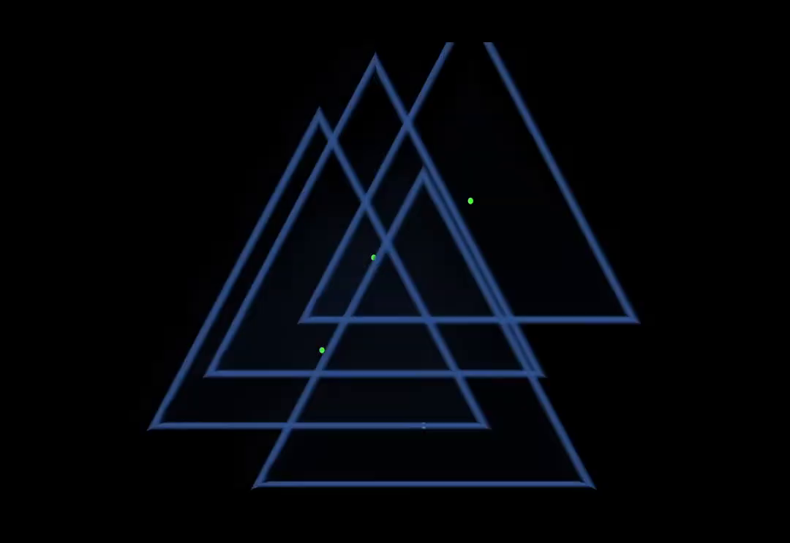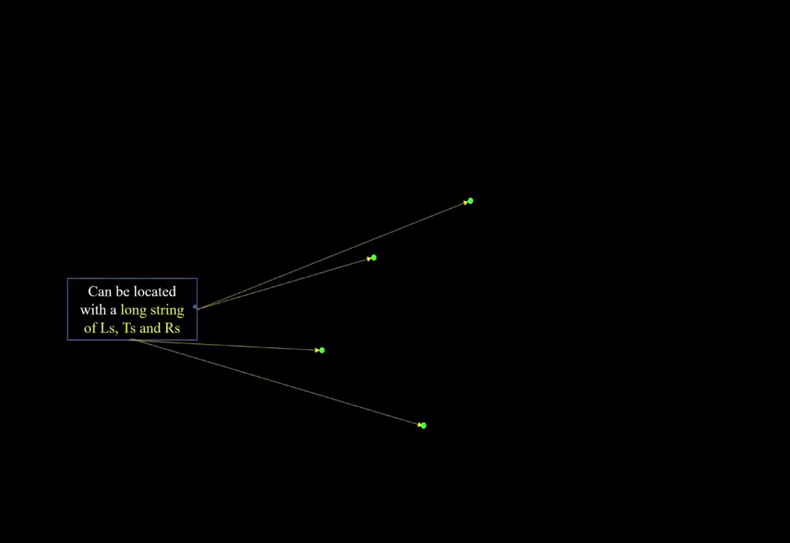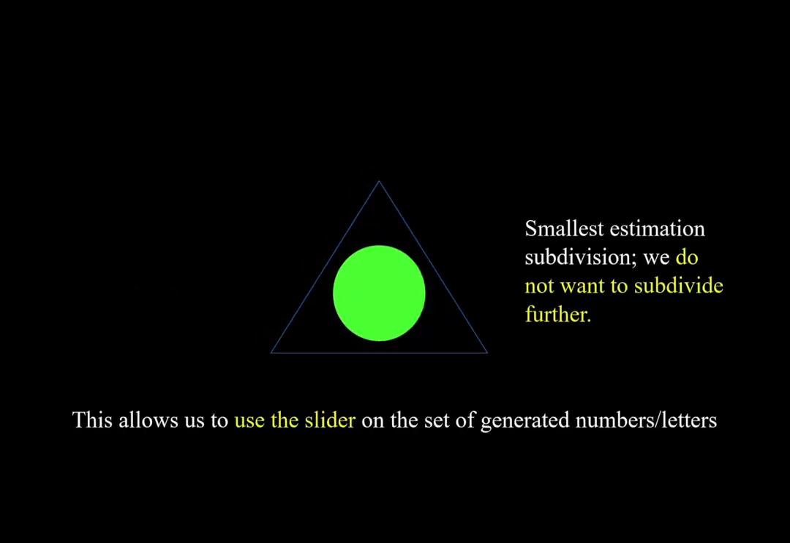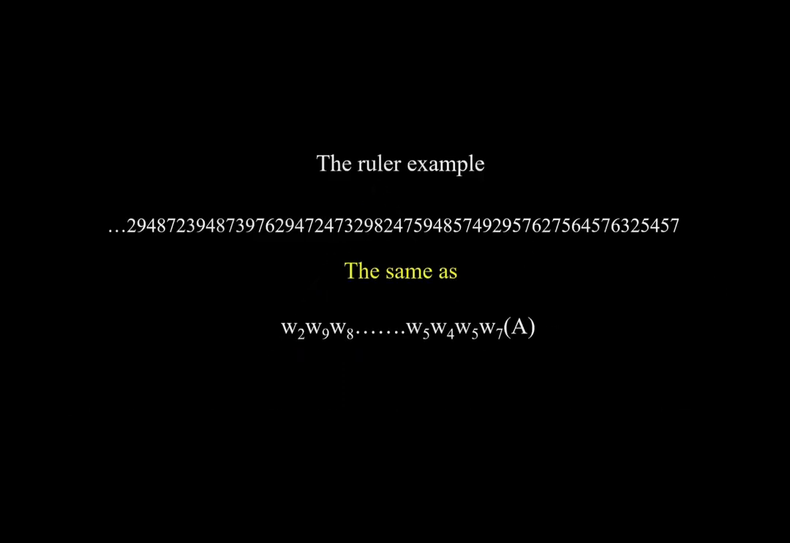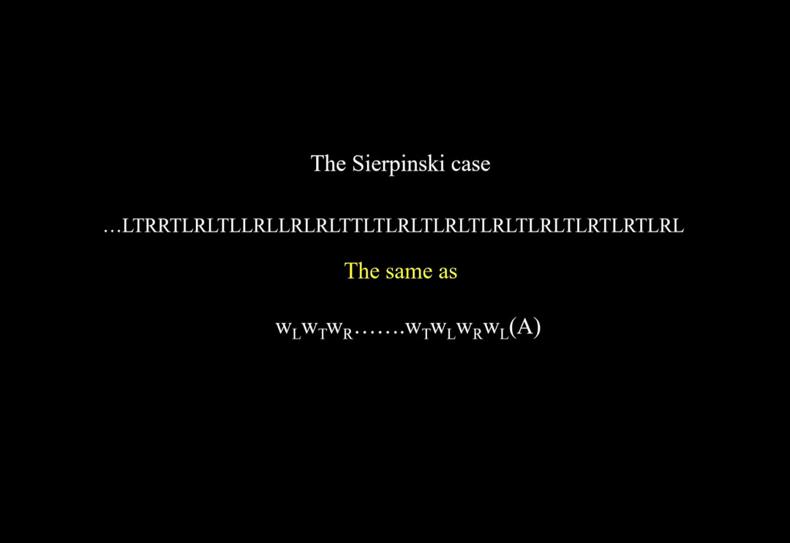Let's talk about the points within this triangle over here for a while. Would you agree that each point here is an infinitely small triangle? After all, every triangle here can be located with really long strings of L's, T's, and R's. But let's not get too insane here. Let's say we can estimate the location of a point with a small triangle, albeit with a certain level of error. However, this makes things much easier for us, because it means that there will be a point in time where we won't be subdividing the triangles further, just like how we did not divide the ruler past the millimeter point. Once we reach this threshold, where we do not want to subdivide further, we will start to curate the slider notion of this triangle.